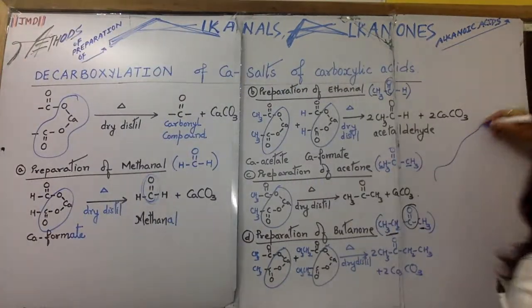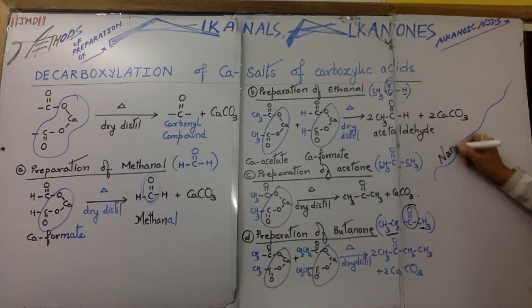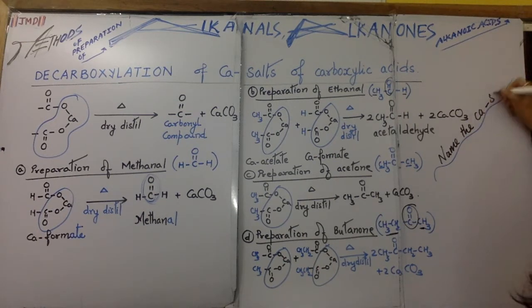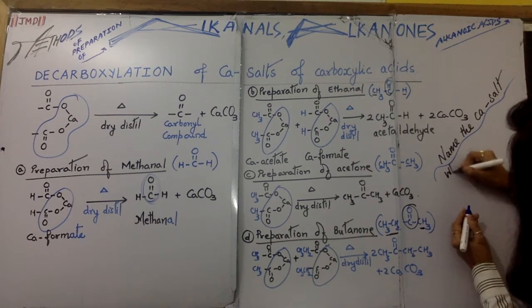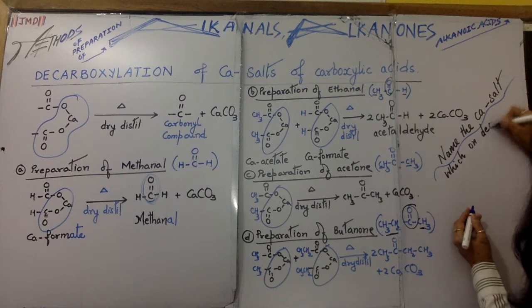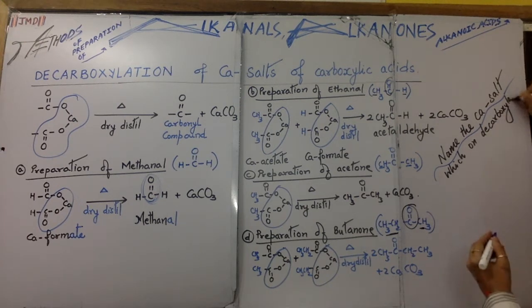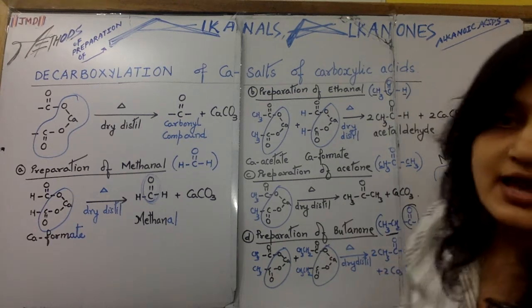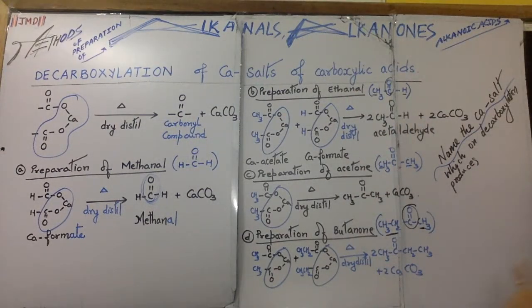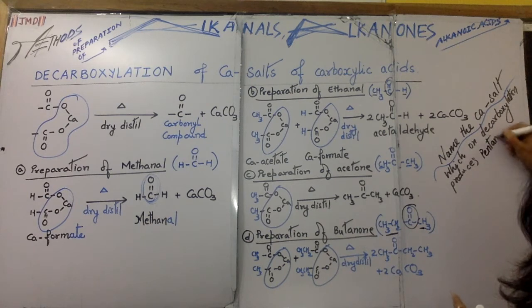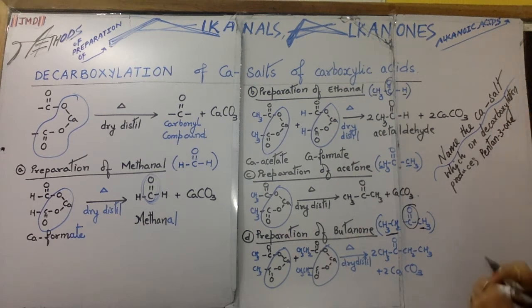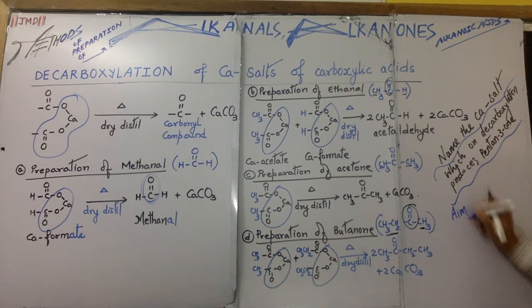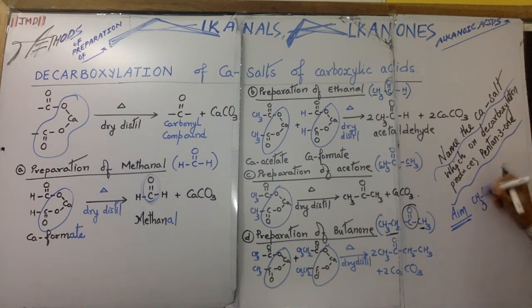Now, suppose they ask me a question: name the calcium salt which on decarboxylation produces pentan-3-one. So the first thing we will do is we will write our aim. Aim is prepare pentan-3-one. So CH3CH2COCH2CH3. This is the structure of pentan-3-one. Correct?